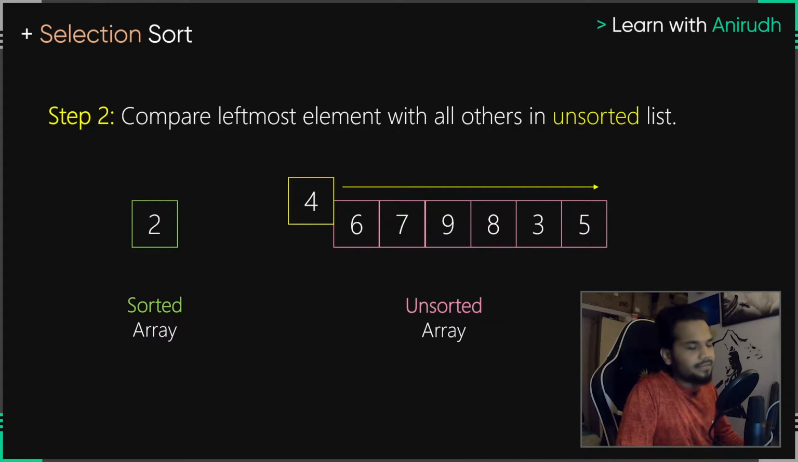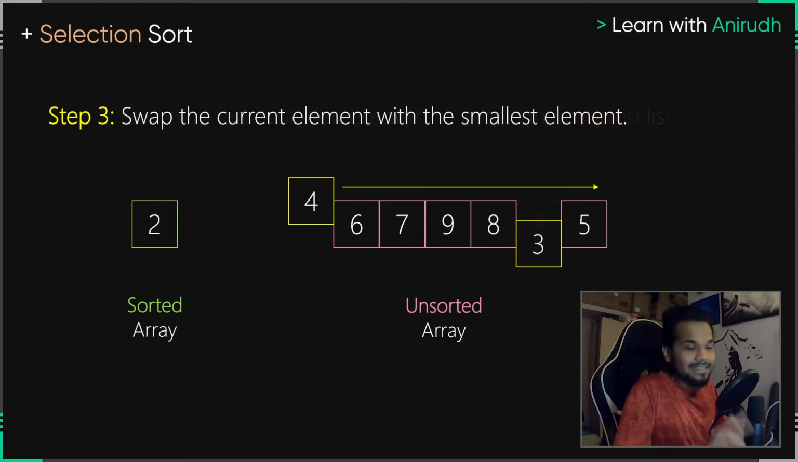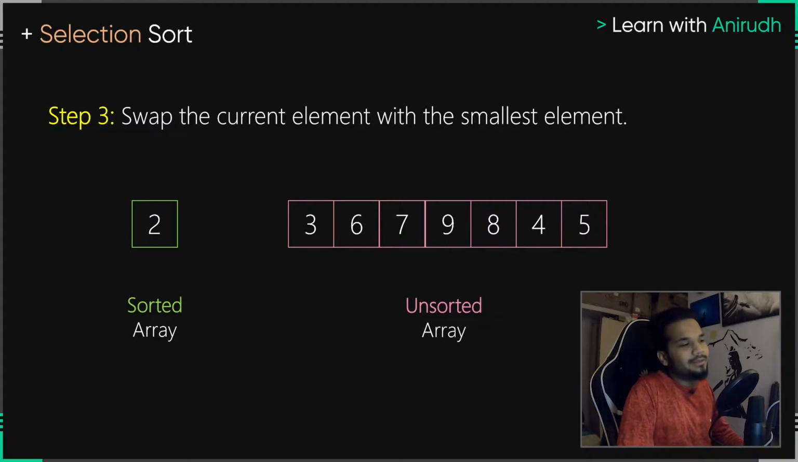Now look at it and analyze yourself. Is there an element which is smaller than 4 in the unsorted array? Yes, there is. Look at 3. 3 is smaller than 4. And once you find an element that is smaller than the element that you're comparing with, what do you do? It's very simple. We swap those two elements. If you can see, here there was 4 and here there was 3, and now we have swapped these two elements.